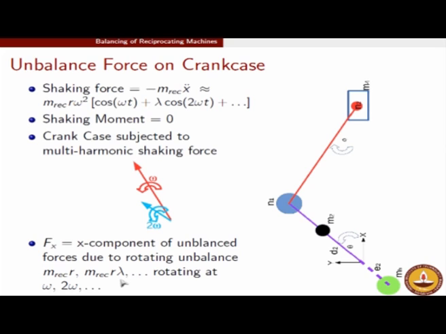Please make that correction. I will myself do it in another revision which I will upload at the end of the course. So either you can say that the primary force m_rec r omega square cos omega t is a rotating unbalance in the x direction, the magnitude of unbalance being m_rec r, and it is rotating at the speed of omega. Similarly, the secondary unbalance, which is m_rec r times lambda, but it is rotating at 2 omega.